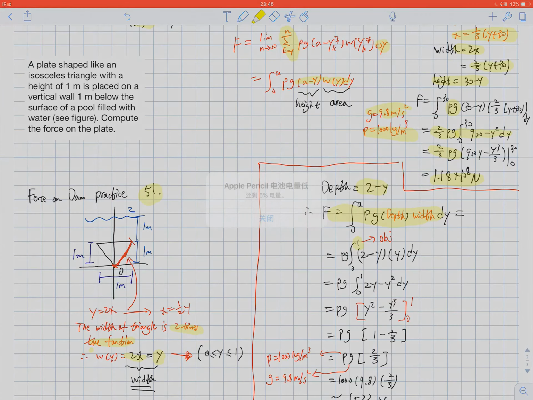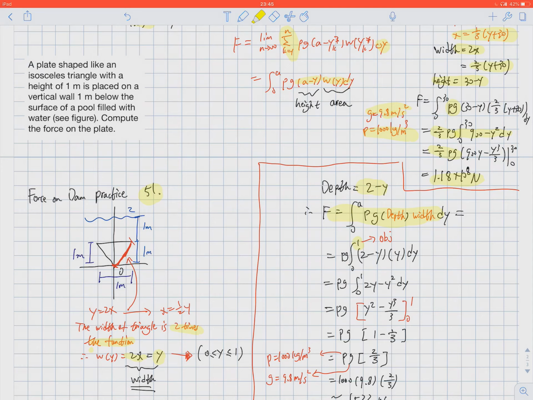This is going to be the part where I'm going to talk about the practice problem that we assigned earlier. Problem number 51. So the question goes as follows. A plate shaped like an isosceles triangle with a height of 1 is placed on a vertical wall 1 meter below the surface of a pool of water.